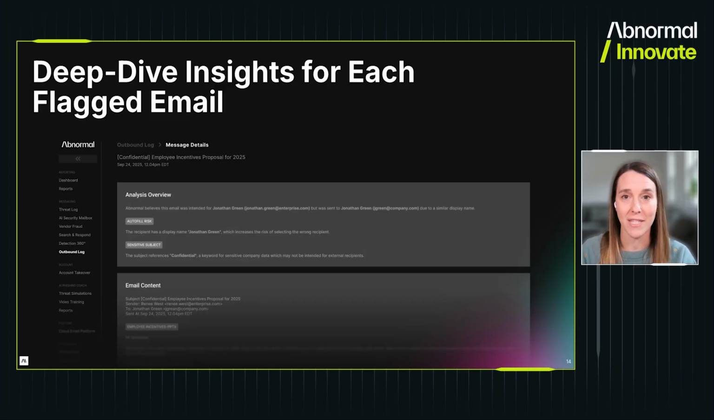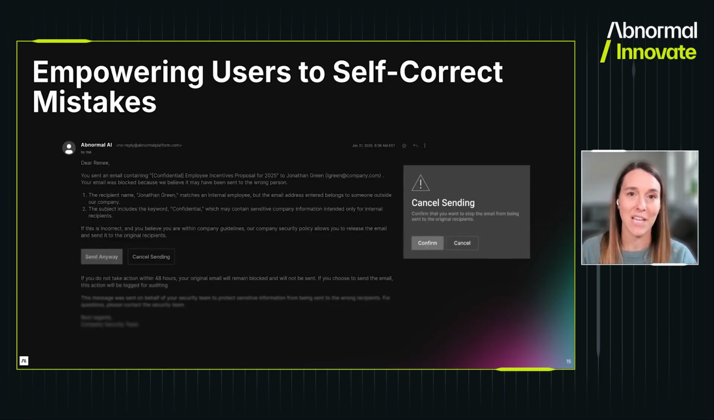You can see the email content itself, provided you have the RBAC controls to do so. You'll also have the opportunity to see the audit log, which will show you all actions that have been taken. For example, if the end user has decided to delete that email or send that email, that will show up in your log. And as I mentioned, we put remediation in the hands of the end users so that they can self-correct their mistakes. This is an example of an email that an end user might see.